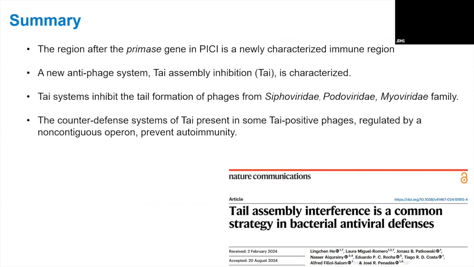And to summarize, we find a new immune region after the prophage, and we find a new immune system, Thoeris, that can inhibit the formation of phage tails from different phage families. And we also find the counter-defense system and its regulation. For more details, if you are interested, you can check the paper that just recently came out.